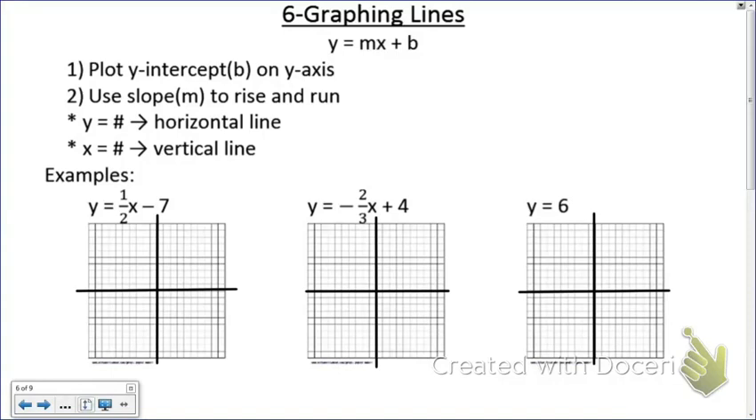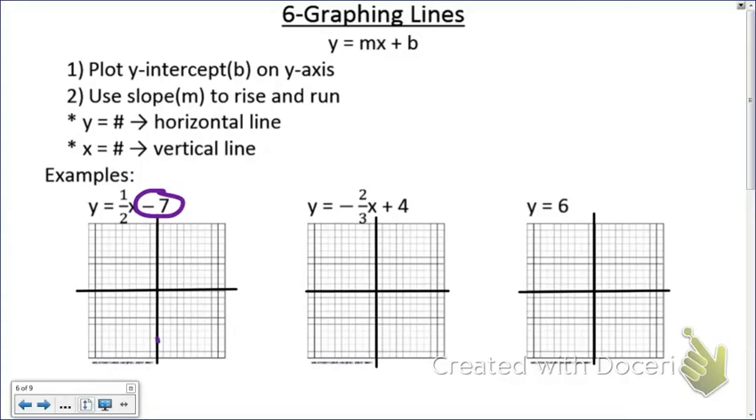The very first example is y equals 1/2 x minus 7. The first thing I'm going to do is plot my y-intercept. In this case, it is a -7. I'm going to go down to -7 on the y-axis, and that is my first point.